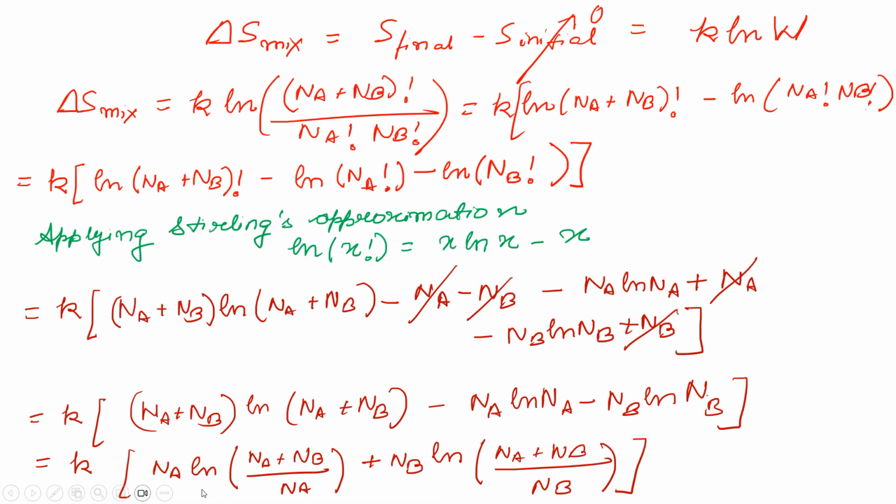So moving ahead, what I'll just do is I'll just reverse the ratio. So ln x inverse is nothing but minus of ln x. So I'll just inverse the ratio and I'll just collect the negative outside. So we have minus k, and on the inside we'll have Na.